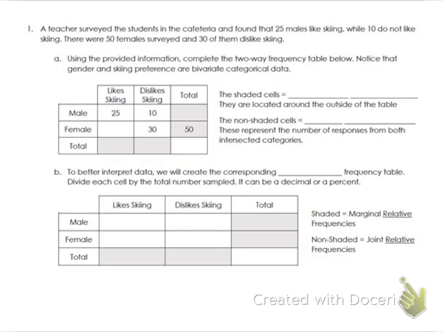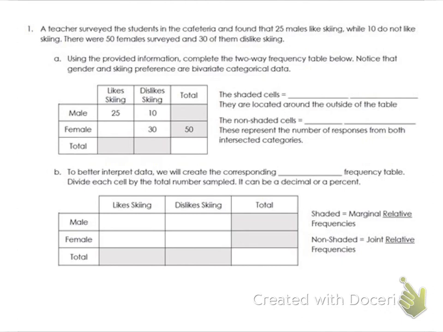So we're at number 1. It says a teacher surveyed the students in the cafeteria and found that 25 males like skiing, while 10 of them do not. So we're still talking about male. 50 female students were surveyed and 30 of them disliked skiing. So if 30 people disliked skiing, we have to find out how many people actually liked skiing. I've already filled in the table for you in terms of what they've given us in the problem, and they said using the provided information, complete the two-way frequency table below.